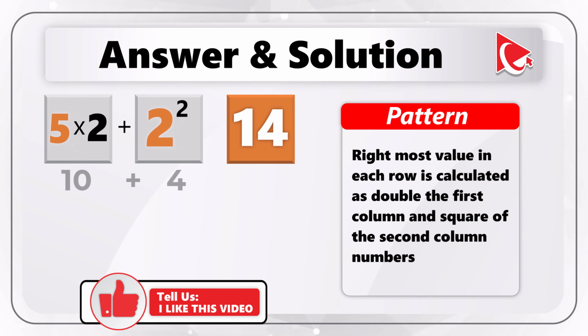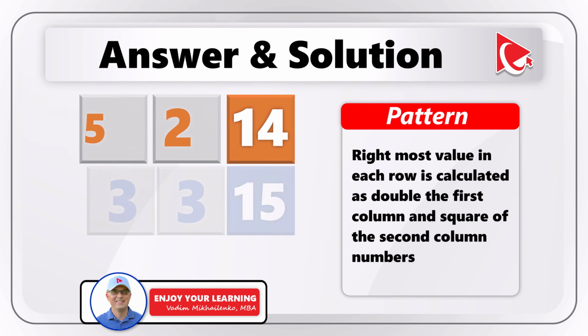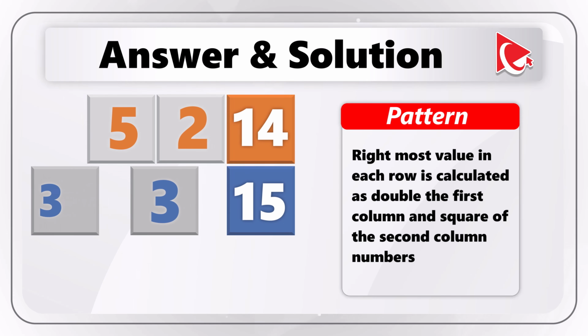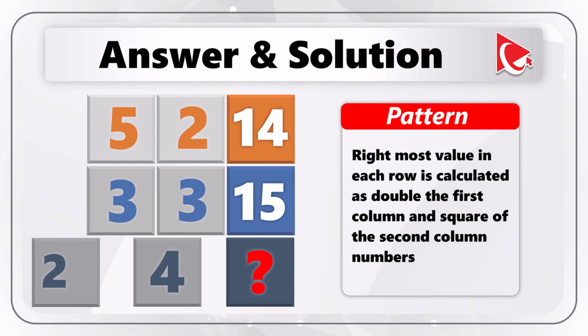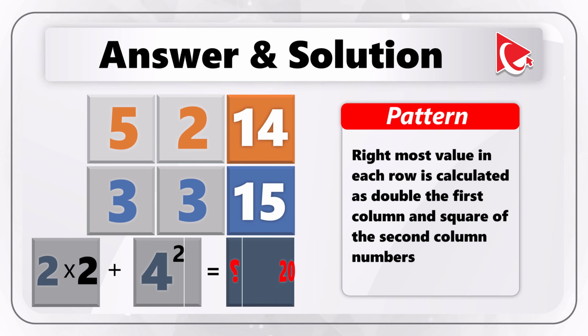Which would be equal 10 plus 4, and the end result of this would be 14. For the second row, the calculations will be 3 multiplied by 2 plus 3 squared, which would be equal 6 plus 9, and the end result of this would be 15. So for the missing value, the calculations will be 2 multiplied by 2 plus 4 squared, which would be equal 4 plus 16, and the end result of this would be 20.